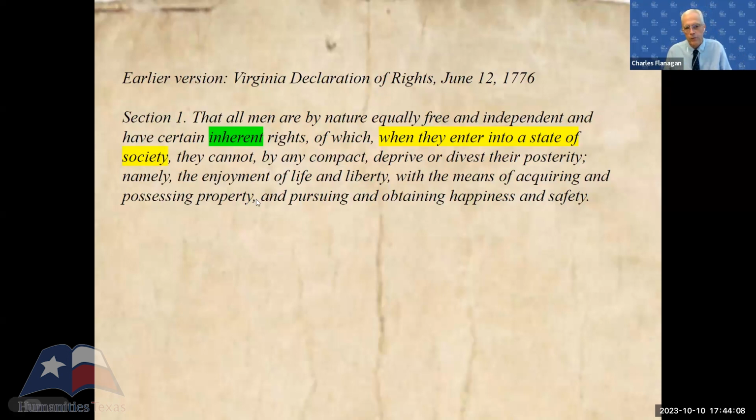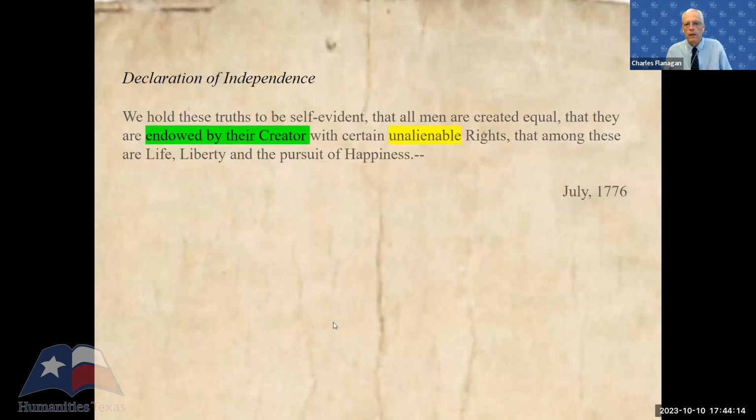Because a third text from just a month after the Virginia Declaration of Rights, Jefferson again is involved in creating, we hold these truths to be self-evident, that all men are created equal and are endowed by their creator, which is a whole different origin of the rights, with certain unalienable rights, that among these are life, liberty, and the pursuit of happiness, which is a change from property.